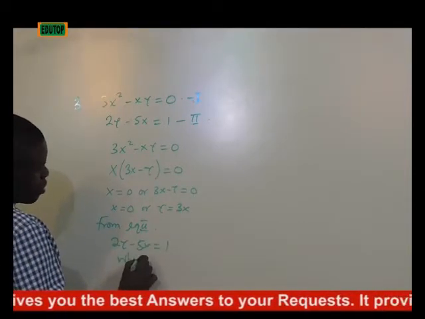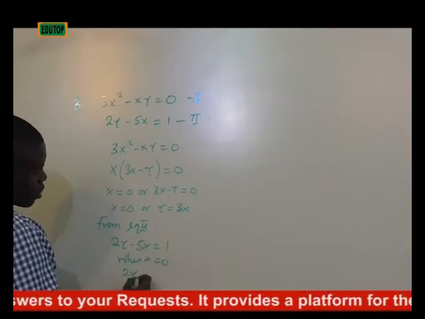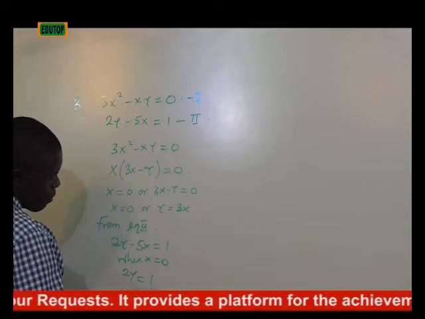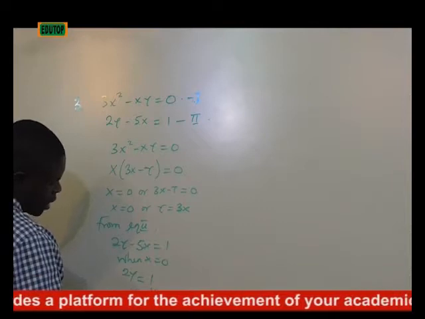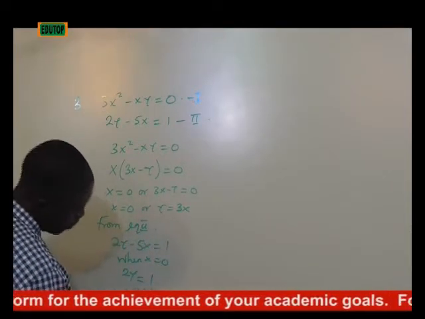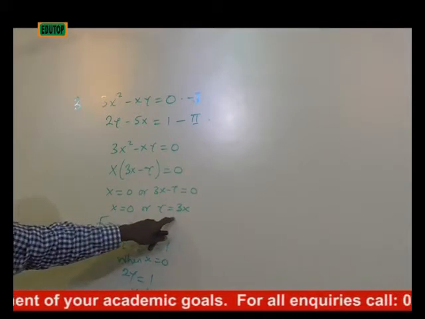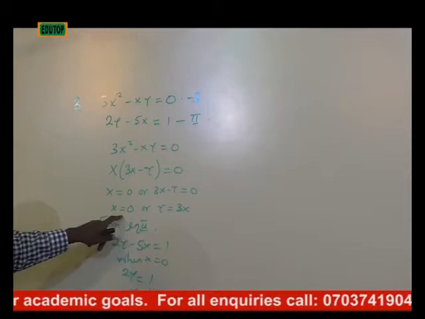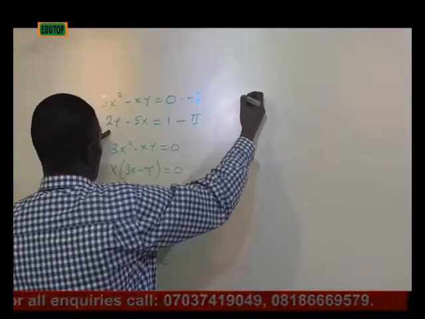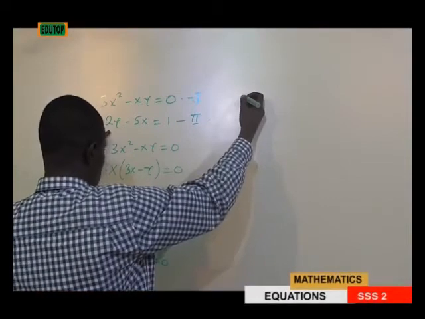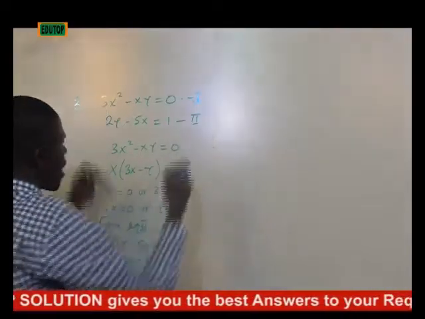When x is 0, then I will have 2y minus 0 times 5, which is 0, equals 1. Then my y becomes half. That means at that point, when x is equal to 0, my y is 1 over 2. That's the first critical value. Then, at this point, you have equation 2, and you can determine another value for my y.